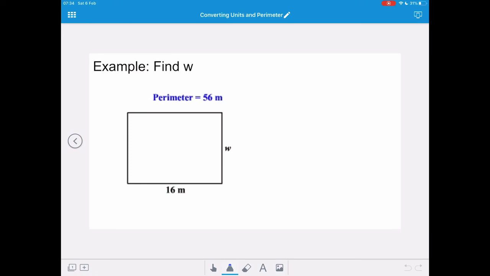Final example, we want to find w. We're told that the perimeter of this rectangle is 56 metres, the base is 16 metres, and we want to find the height of this rectangle, which is w.